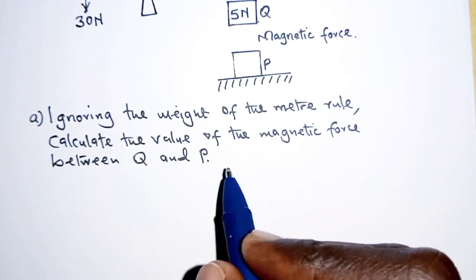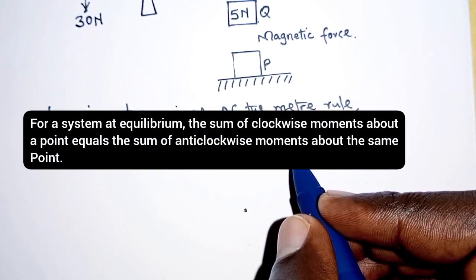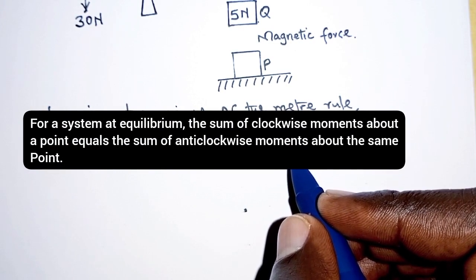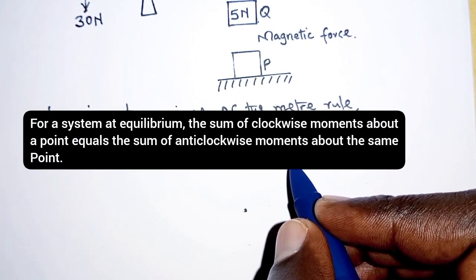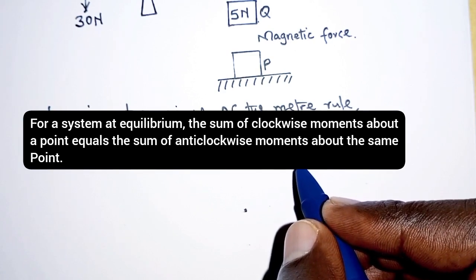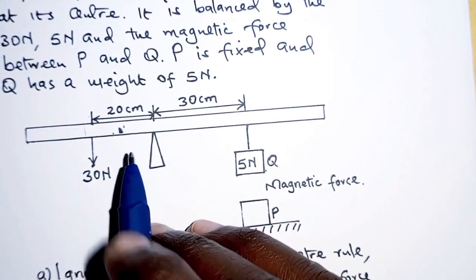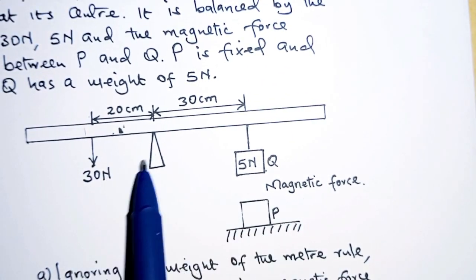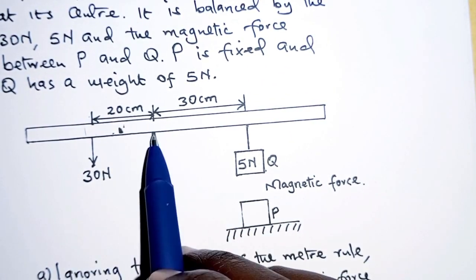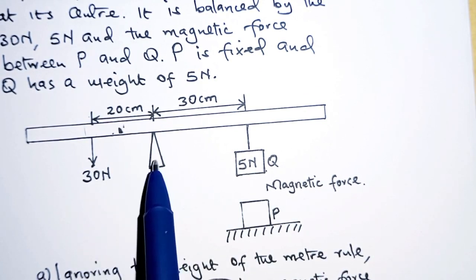moments, which states that at equilibrium, the sum of clockwise moments about a point is equal to the sum of anti-clockwise moments about the same point. So considering this diagram, we have the pivot at this point. So the forces that will cause moments here are as indicated.